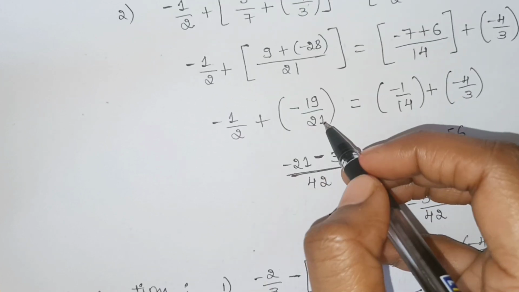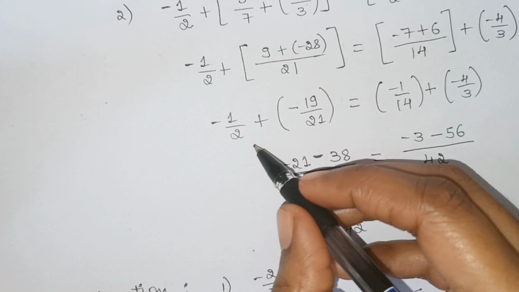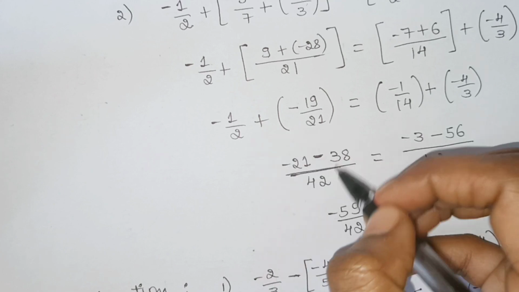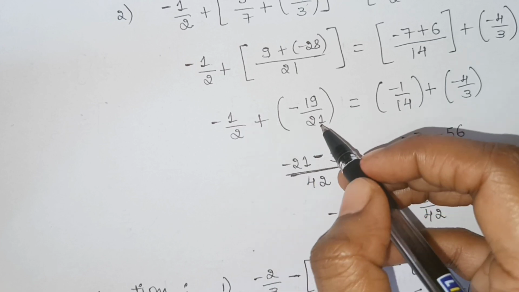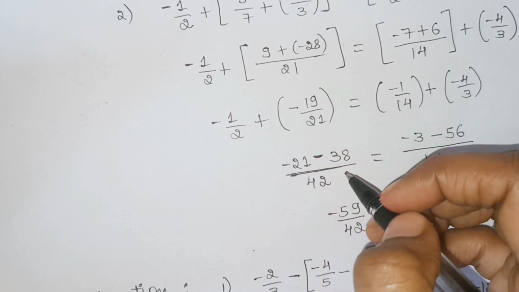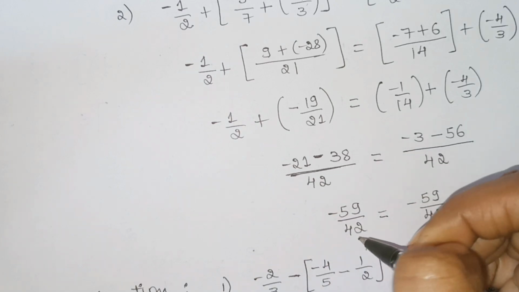Let's solve this now. 21 and 2, 42. 2 21s are 42, 21 into 1 minus 21. Plus into minus is minus. 21 2s are 42, 2 19s are 38. Minus 21 minus 38 is minus 59 by 42.